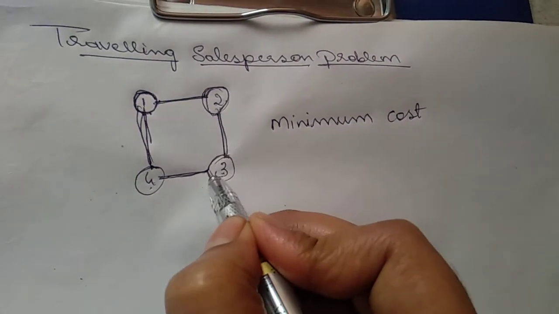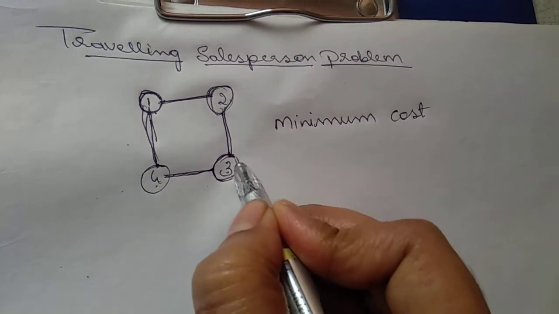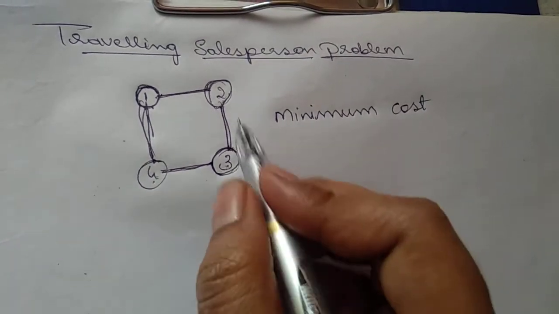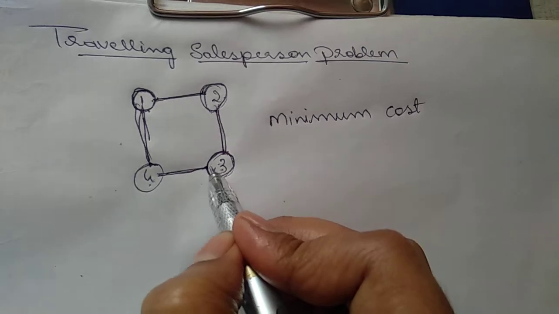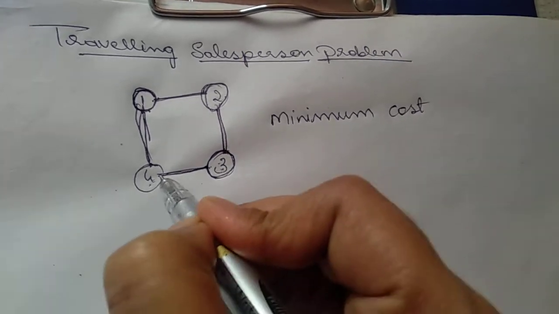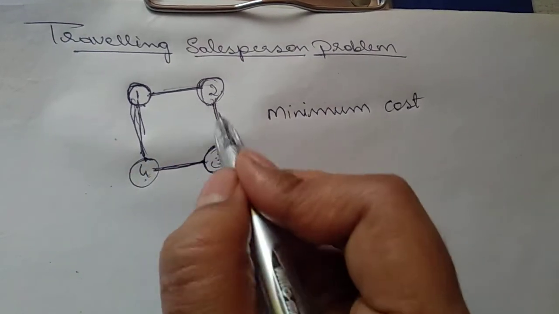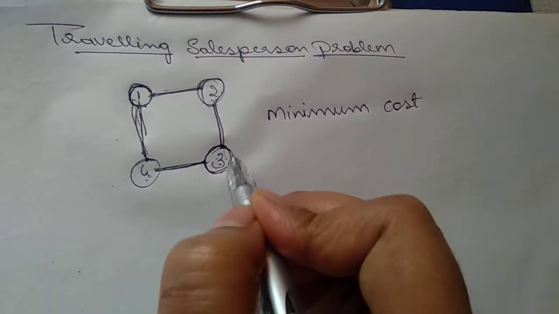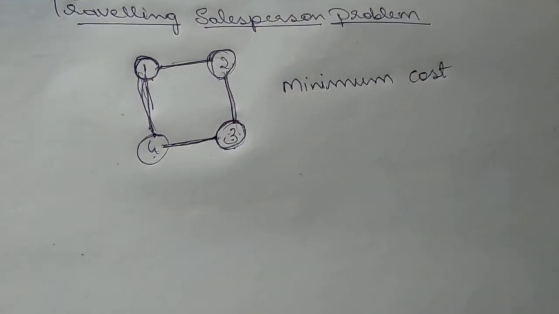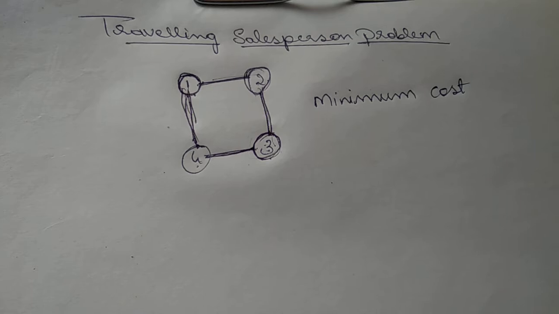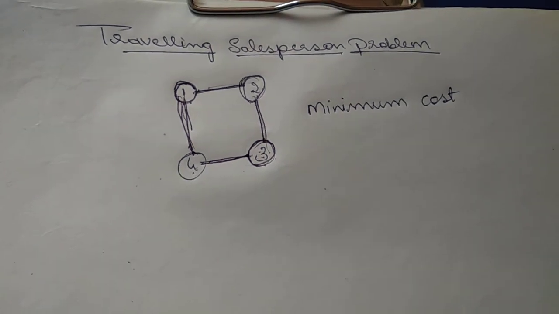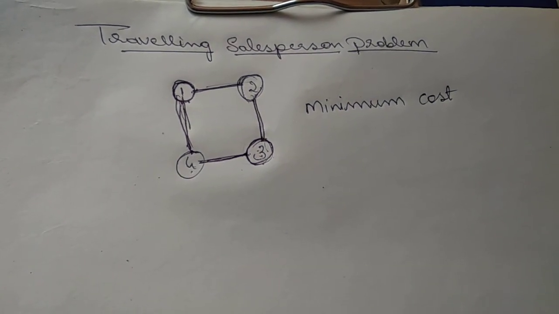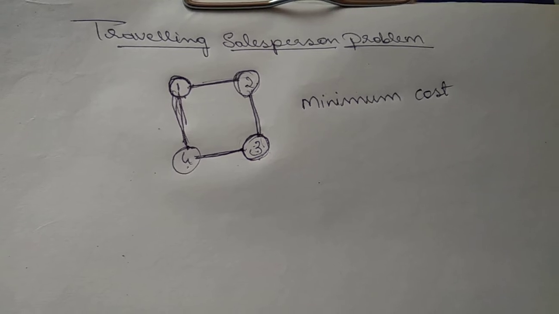See, for example, if I take 3 as a source vertex, he has to start with 3. Either he can go to 2 or to 4. For that I'll come later. I'll take 4, 4 to 1, 1 to 2, 2 to 3. Again, he has to come back to 3 itself. Now, let me take the formula. How will you calculate this minimum cost? By using this one.